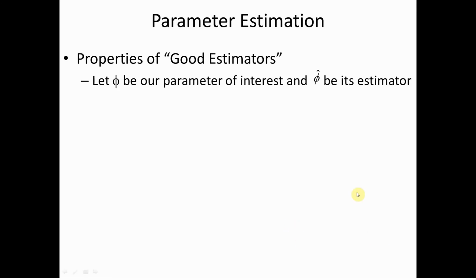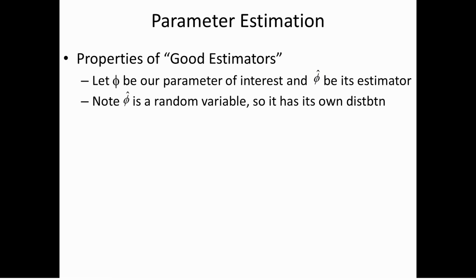We're going to let phi be some general parameter of interest and phi hat be its estimator. Estimators always get hats, so that I can distinguish between the estimator and the actual parameter value. We're going to notice something very important. Phi hat is an estimator from a random sample, therefore it's a random variable. And every random variable has its own distribution. So all estimators are random variables and they have their own distribution.